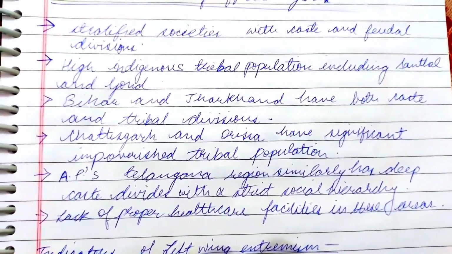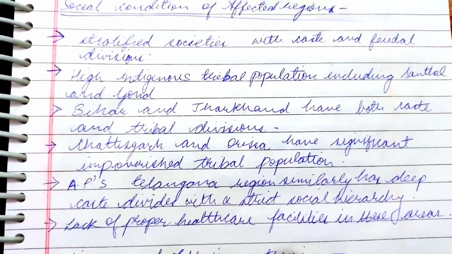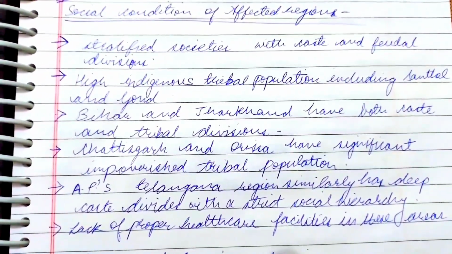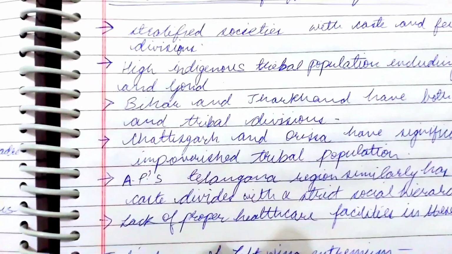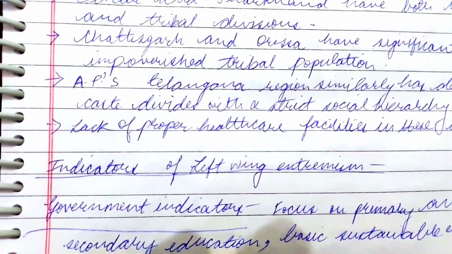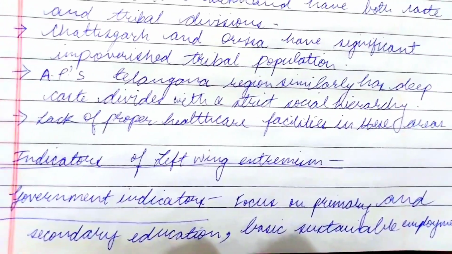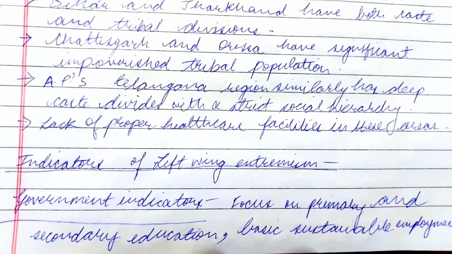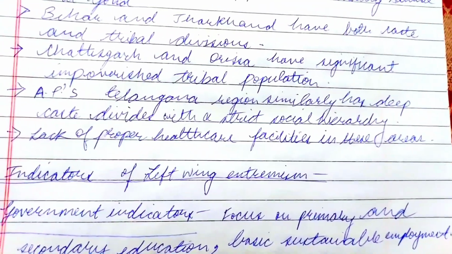So I have explained these points, and these points are from different states also. I have explained the social conditions of affected regions, and points which are exclusive to different states. Then again we will go to indicators of left wing extremism. There are some indicators which show that left wing extremism is present in these areas. First are the government indicators. If an area is affected by left wing extremism, then the government will focus more on primary and secondary education in that area, and on basic sustainable employment.